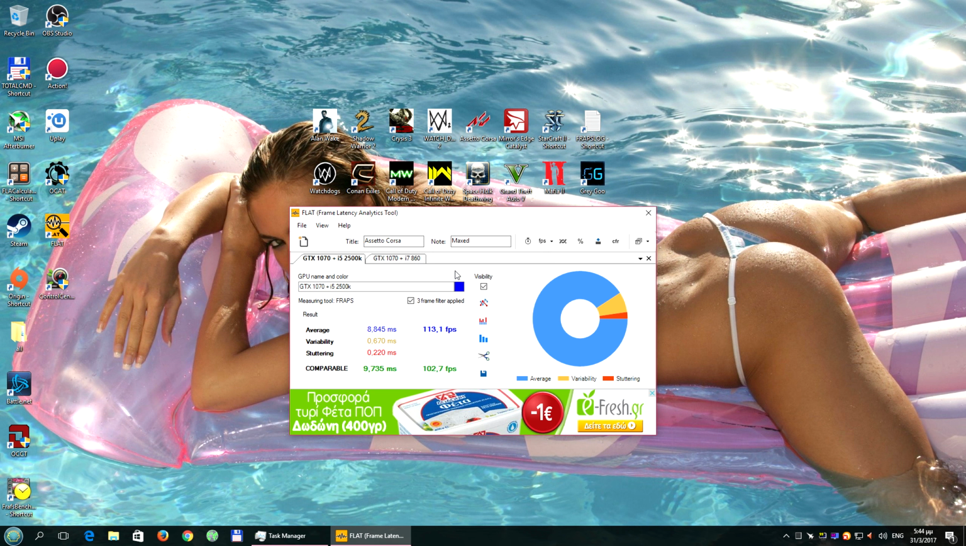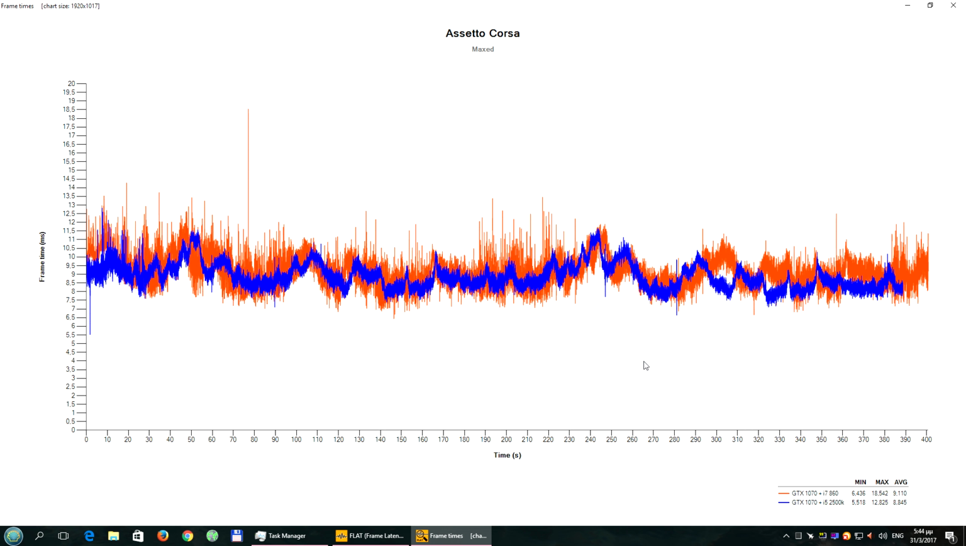Which is the blue? No, I'm confused. I think this is the blue. Anyway, we are not going to get stuck on the coloring.